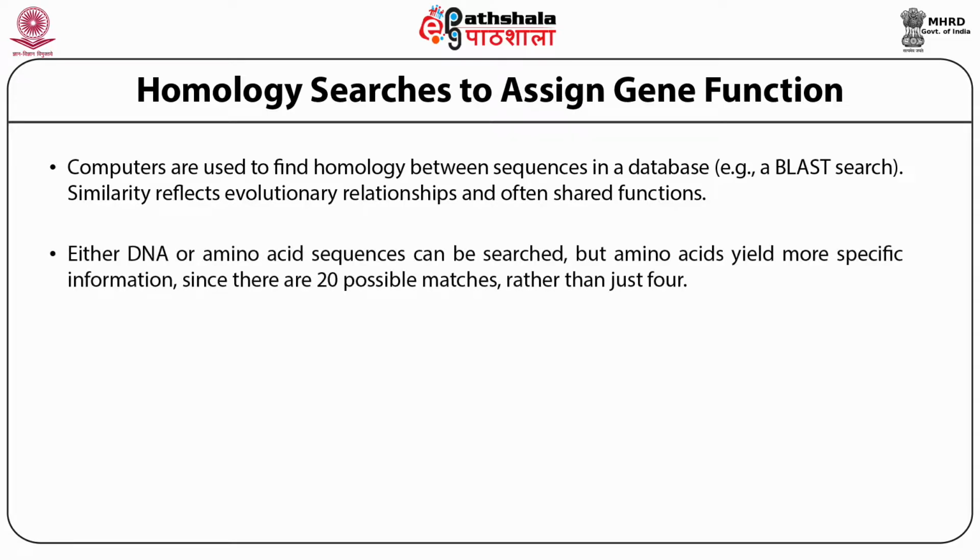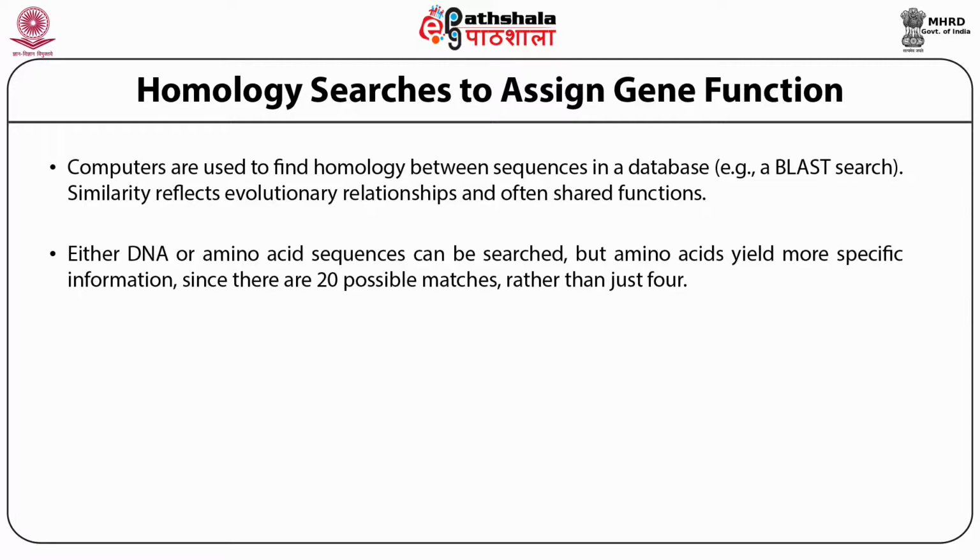and either DNA or amino acid sequences can be searched, but amino acid sequences yield better information than DNA sequences, since there are 20 possible matches in protein sequences rather than 4 matches in the gene or DNA sequences.